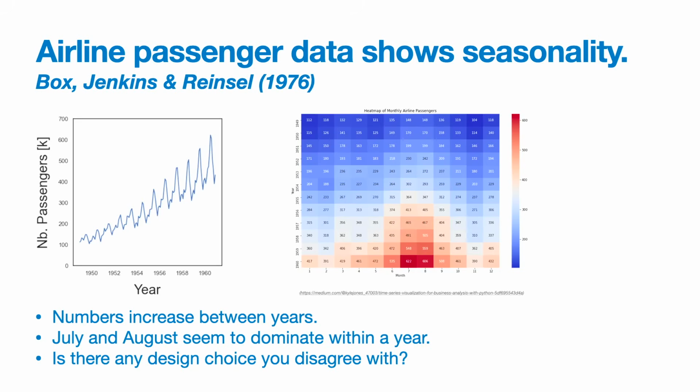Yes? 2 different colors here. Yes, exactly. We have a diverging heat map, and it completely doesn't make sense at all, because why would there be a natural midpoint at 360-ish? It doesn't make sense.